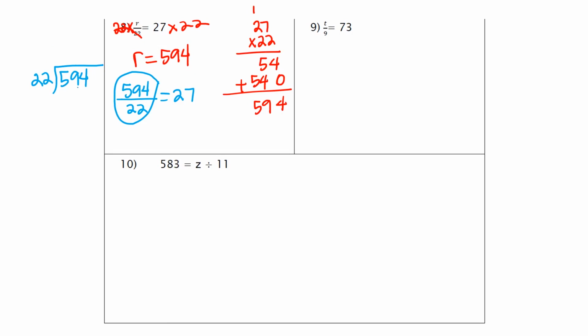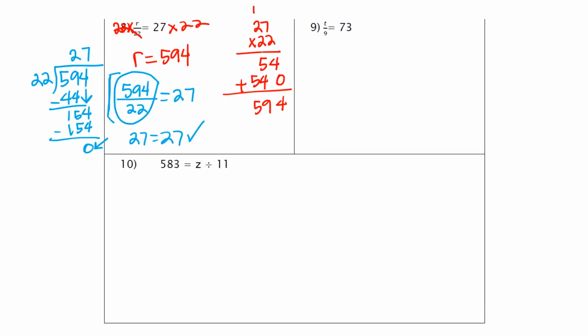Can't do it, so I'm going to go to the next place. 22 goes into 59 2 times, and that is 44. Then I subtract, and I get 15. Then I bring down my 4, so I have 154. And 22 goes into 154 exactly 7 times. That's 154. When I subtract, I get 0. It ended with a 0, so I'm done. So this stuff right here just turned into 27, okay? So that's 27 equals 27, and that's correct.